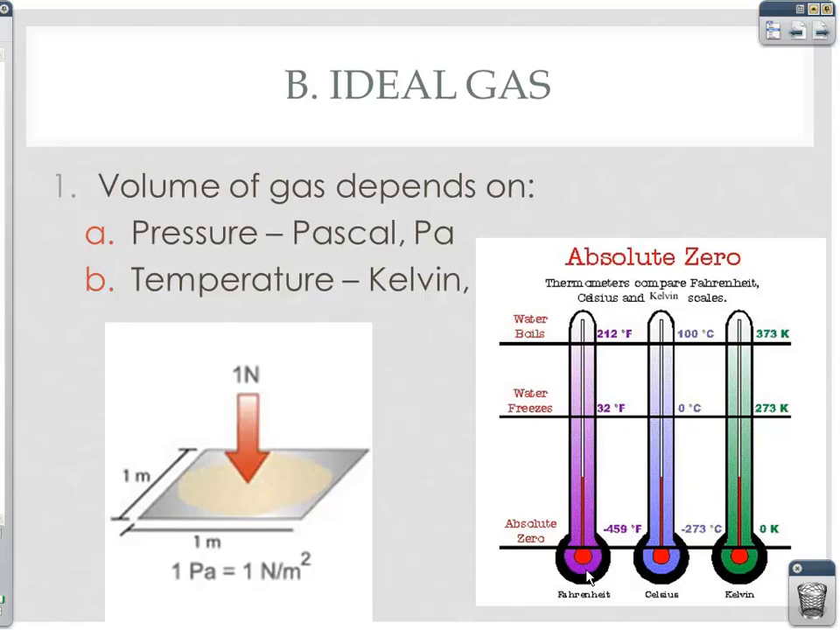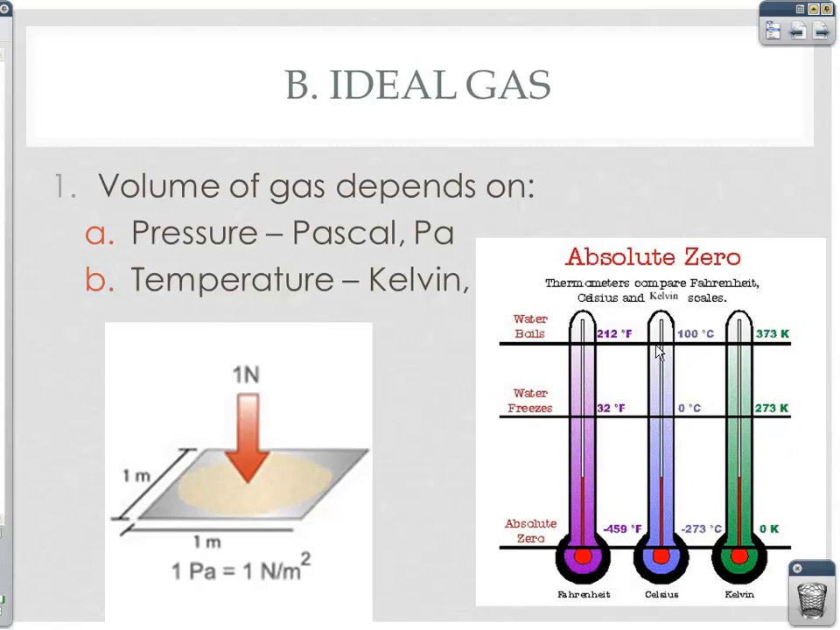Alright, two major things that the volume of an ideal gas depends on are pressure and temperature. Pressure is basically how much force per area, how many newtons per meter squared, which is a Pascal. And then temperature, there are three major temperature scales: Fahrenheit, Celsius, and Kelvin. But we are going to be working with Kelvin.